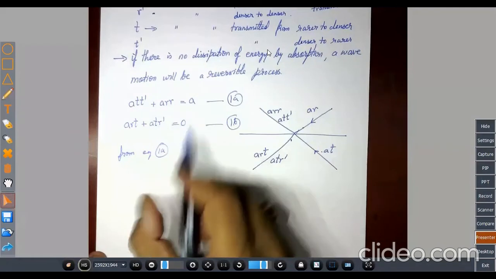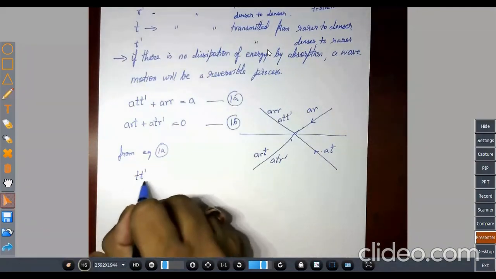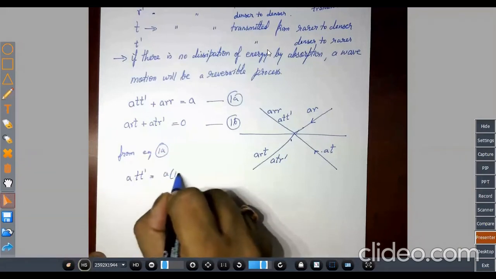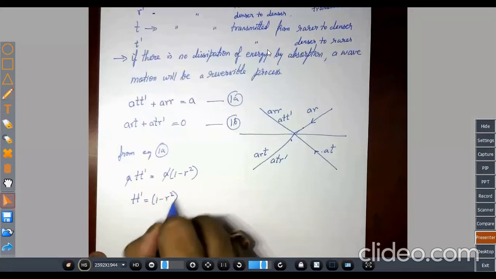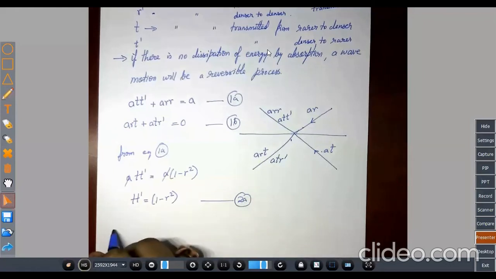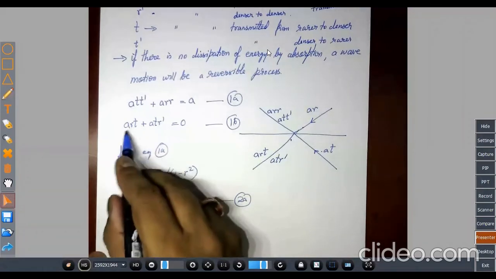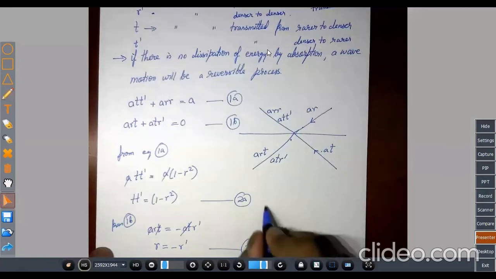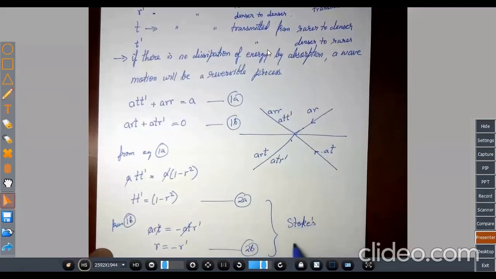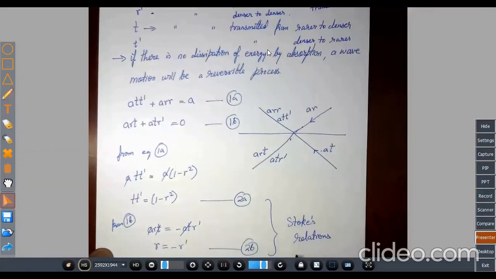I will take this term on the right hand side. Similarly, from equation 1B, I will take this on the right hand side. These two are called Stokes relations.